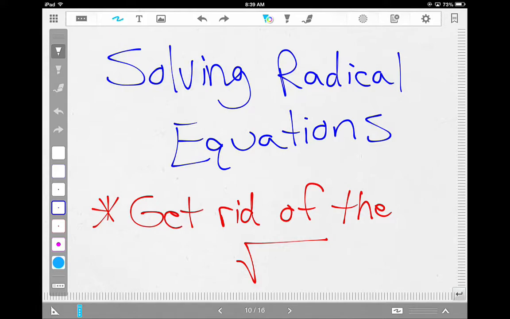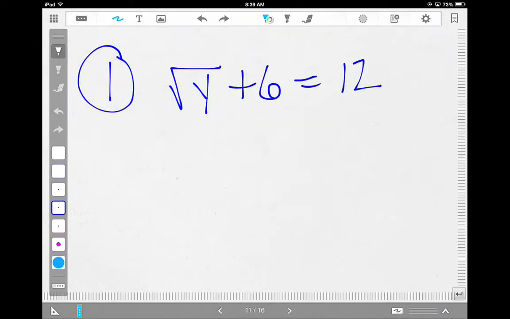The next topic we're going to cover dealing with radicals or square roots is how to deal with them when we're solving an equation. And the main thing I want you to take out of this lesson is we need to get rid of that radical or that square root. And I'm going to show you how to do that. So let's look at a very simple example.